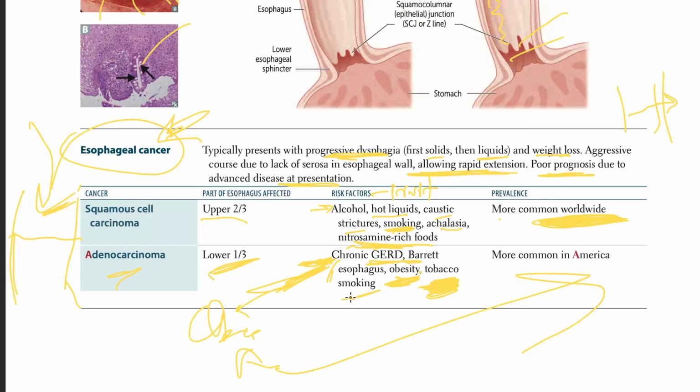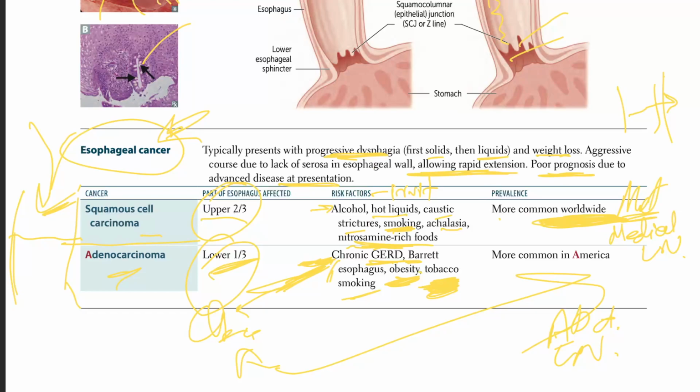What else? Now let's talk about metastasis. If you were to have the metastasis of this upper 2/3, the squamous cell, they are going to go into the mediastinal lymph nodes, because it is in the mediastinum, right? While the lower 1/3 is going to go into abdominal lymph nodes. Okay, so that's how the metastasis occurs.